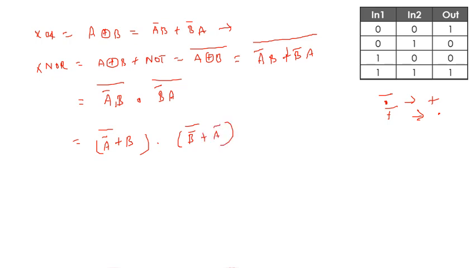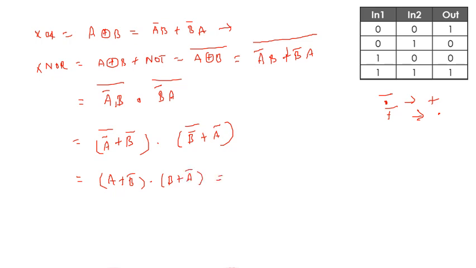Next one, B bar whole bar plus A bar. Here you have B bar, A bar whole bar. So A bar whole bar here is, you can see in the previous expression of this one, A plus B bar dot B plus A bar. Now substitute the values in this one.